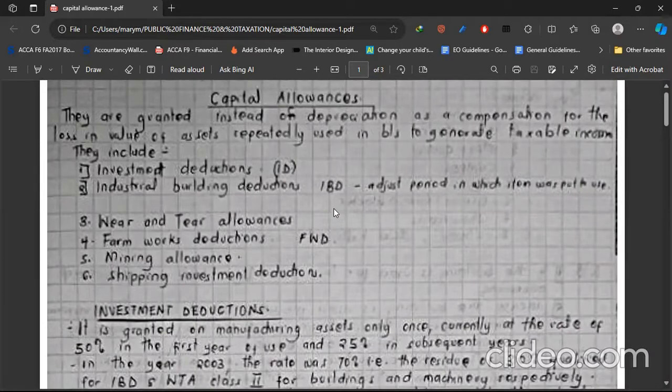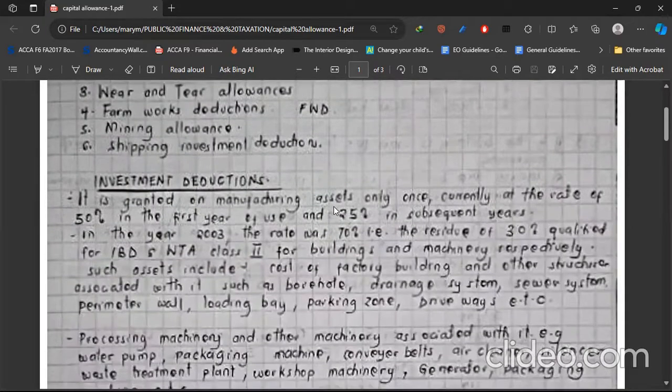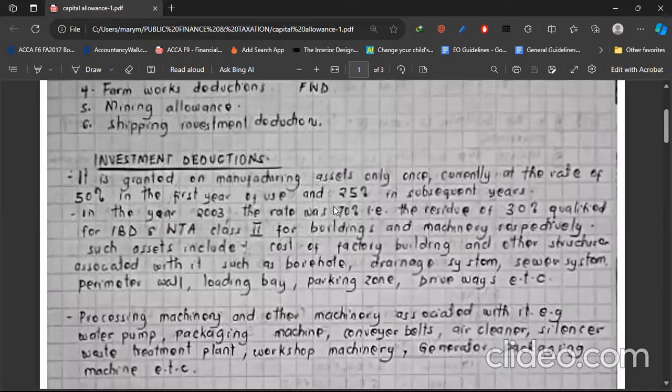Now, when you look at the investment deductions, we are saying it is normally granted on assets only once. This should be the manufacturing assets only once, currently at the rate of 50% in the first year of use and 25% in the subsequent years. Your information ends there. You don't need to look for further information at your stage. So you can see what are the assets which normally qualify for ID.